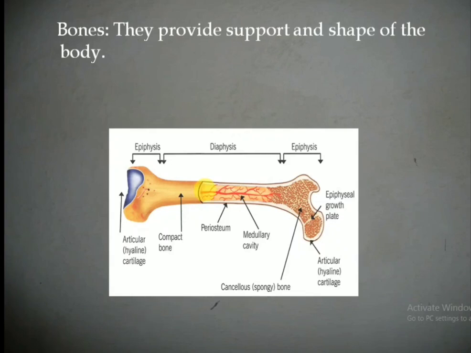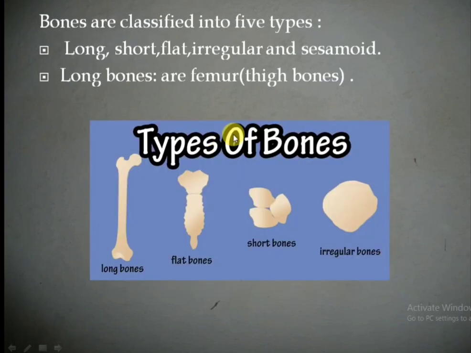So we will see about the bone. Here is the structure of the bone. This bone provides support and the shape of the body. This is the upper part, this is the middle part, and this is the lower, distal part. The middle one is also called the shaft. In our human body, bones are divided into five types: long, short, flat, irregular and the sesamoid. Here in the image you can see clearly the long one, flat one, short, irregular.